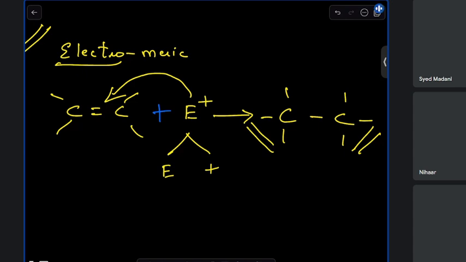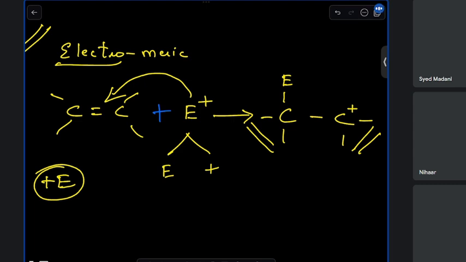So E plus will have an agreement between them. Once they break, E will come and sit on carbon number 1. The plus will go and sit on carbon number 2. This is the meaning of electromeric effect. And this is more of a plus E effect. Fine. Any doubt here? So how we should think here is E plus is not one thing together. It is 2 different things.